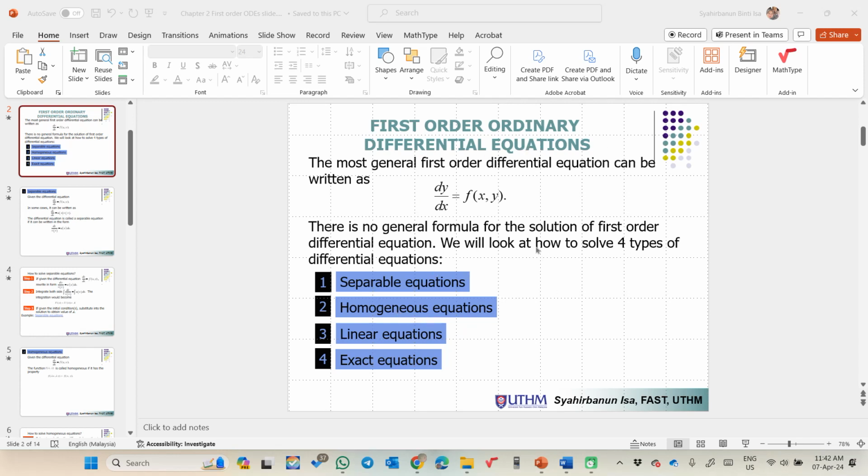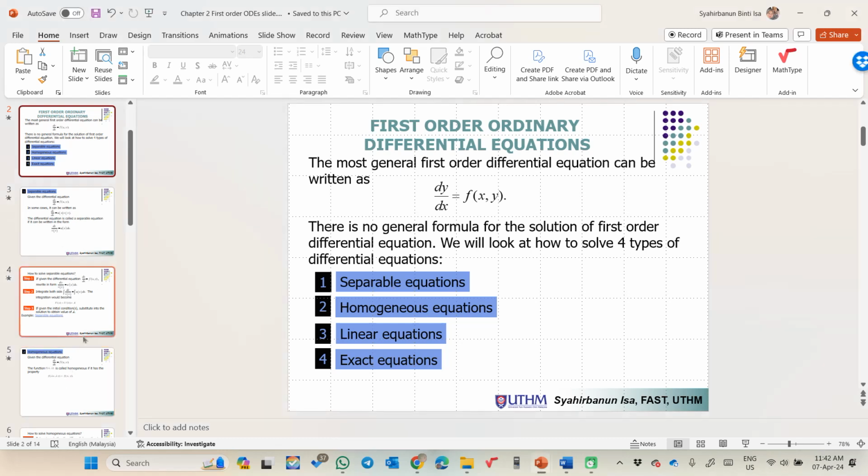Previously we already discussed how to solve if we have a differential equation in separable and homogeneous form. For each type of equation, they have their own steps on how to solve it. In this video, I would like to explain how to solve the equation if we have a linear differential equation.